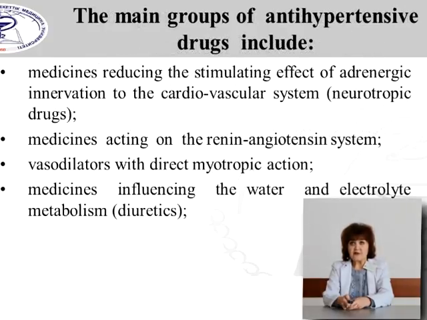The main groups of antihypertensive drugs include medicines reducing the stimulating effect of adrenergic innervation to the cardiovascular system, so-named neurotropic drugs. Next group, medicines acting on the renin-angiotensin system. Next group, vasodilators with direct myotropic action. And last group, medicines influencing the water and electrolyte metabolism, so-named diuretics.